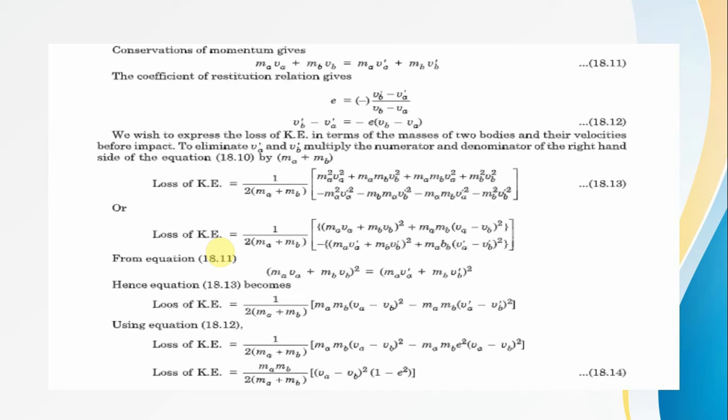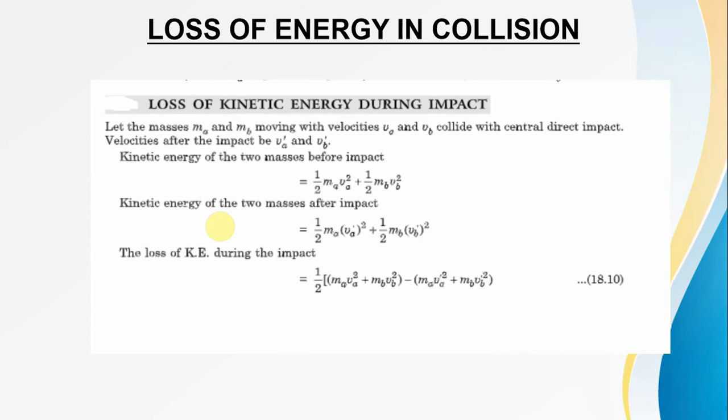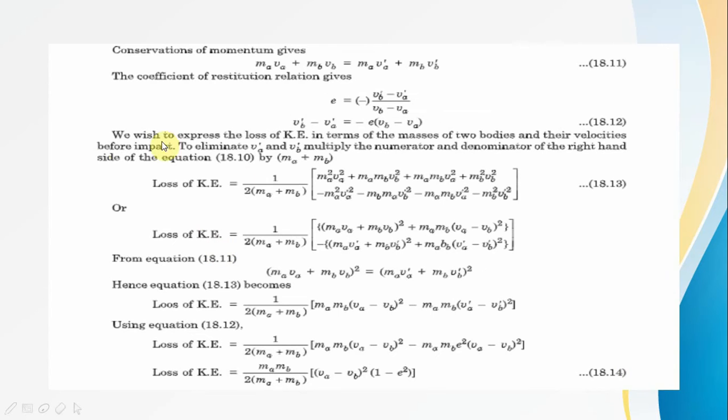Now since we want to express the loss of kinetic energy in terms of the masses of the two bodies as well as the velocities before impact, we have to eliminate Va dash and Vb dash. So how to do that? Let us do one thing: the equation 18.10, this last equation, we multiply with Ma plus Mb and divide it by Ma plus Mb.